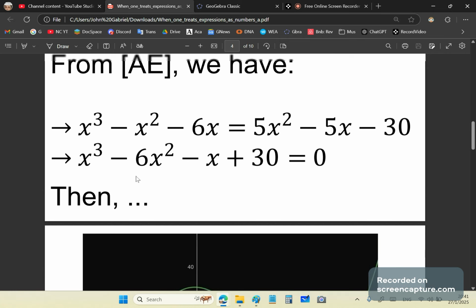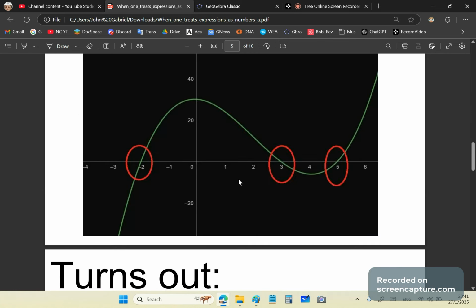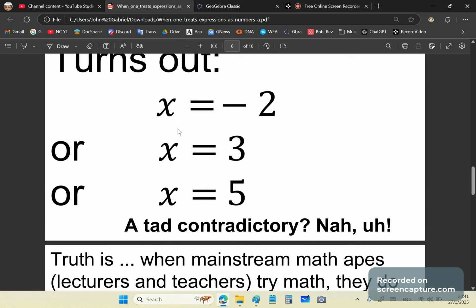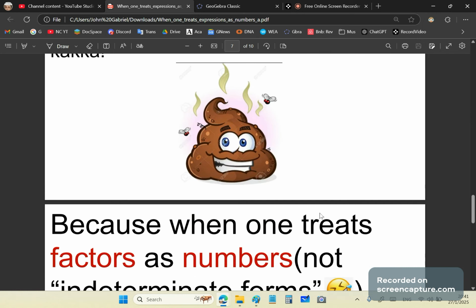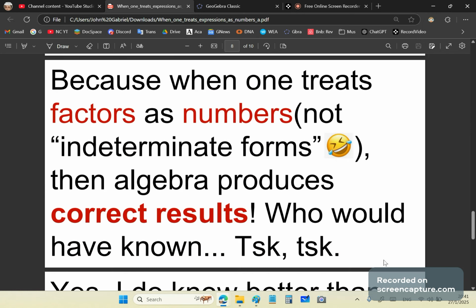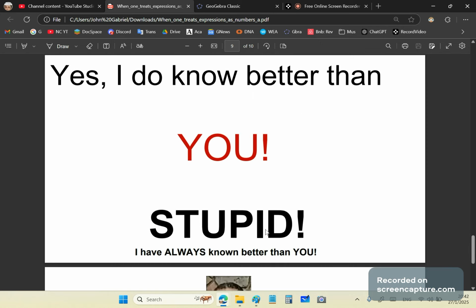So you get this, and then finally you have these roots, and it turns out that x is equal to minus 2 or 3 or 5. And the truth is, when mainstream math people like your teachers and your lecturers try to do mathematics, they get it wrong. Because when one treats factors as numbers, not indeterminate forms, there's no such thing as an indeterminate form. Then algebra produces correct results. And who would have known? Yes, I know better than you.